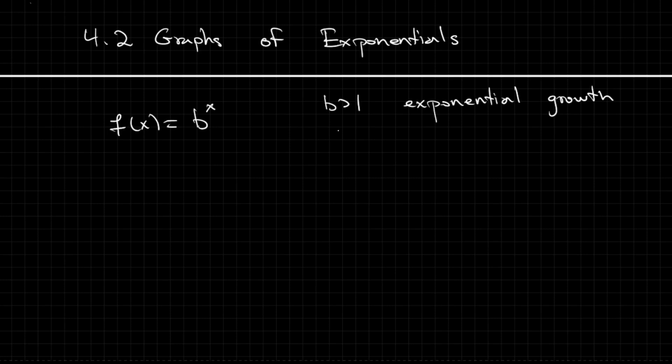And when b is between 0 and 1, we have exponential decay. Remember, b is not permitted to be less than or equal to 0, and it's not permitted to be equal to 1. So we can sketch what the graph looks like relatively quickly. Let's go ahead and draw some axes here.